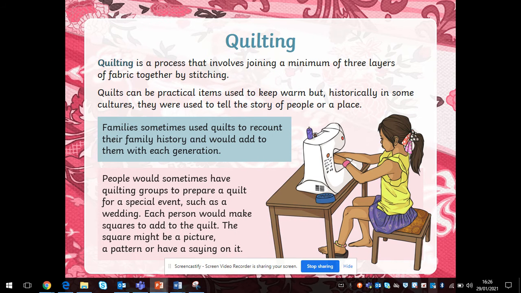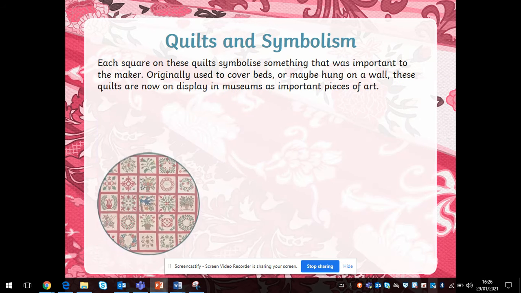People would sometimes have quilting groups to prepare a quilt for a special event, such as a wedding. Each person would make squares to add to the quilt. The square might be a picture, a pattern, or have a saying on it.